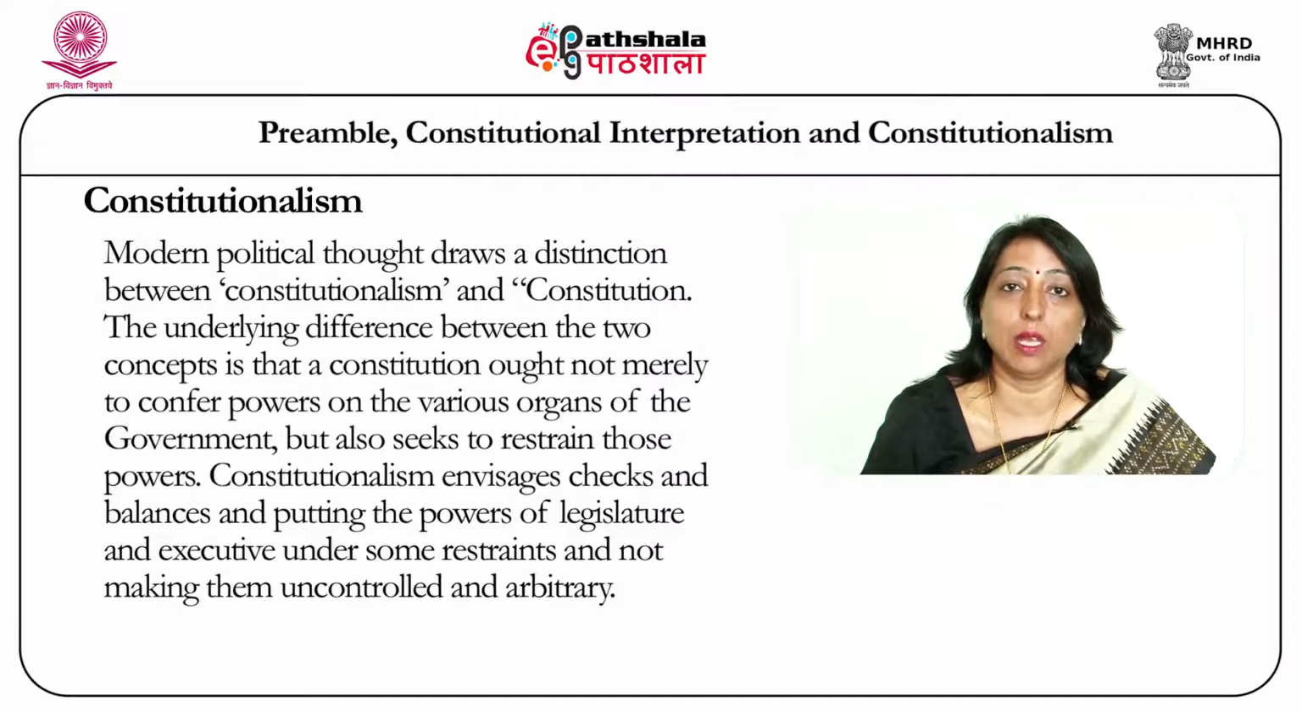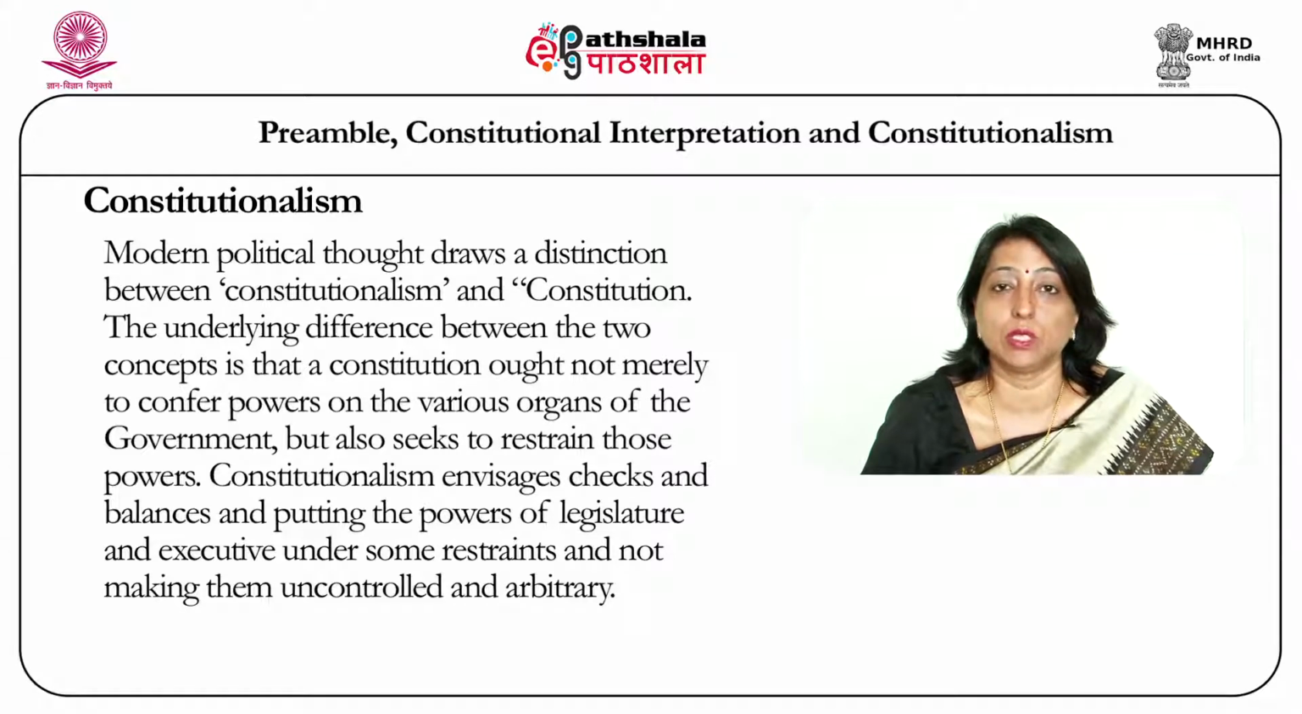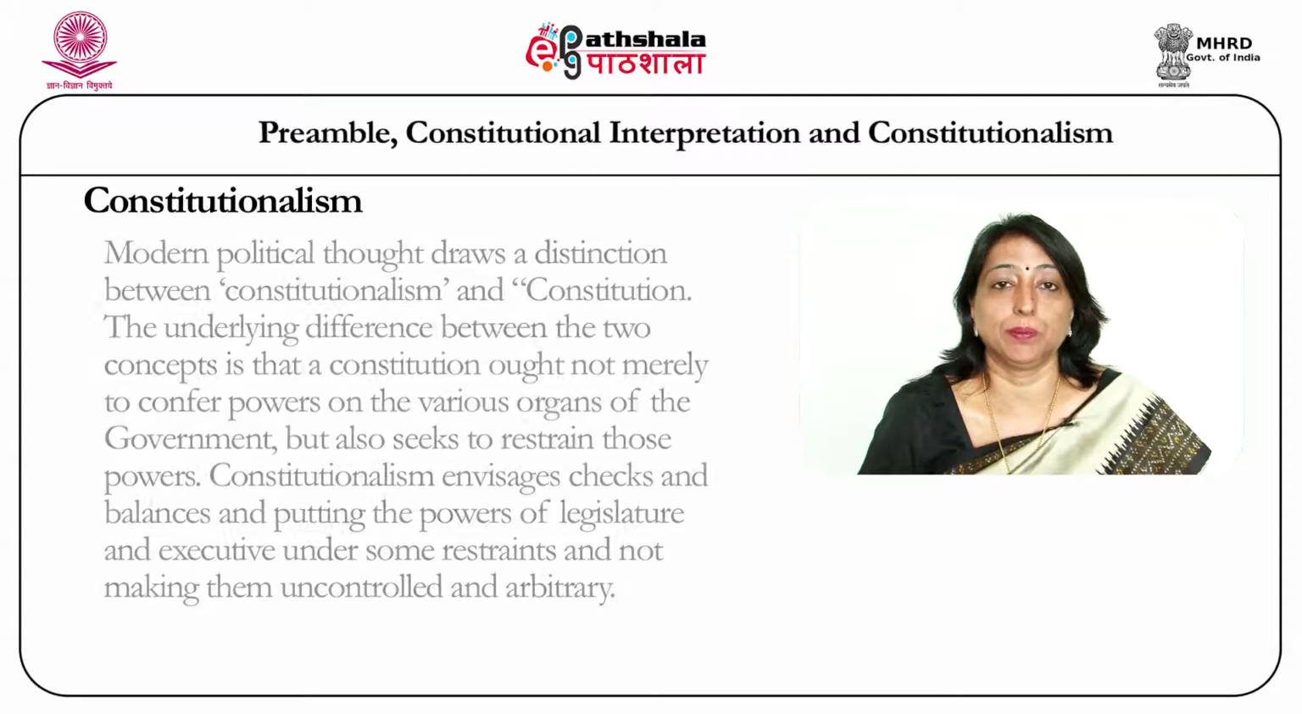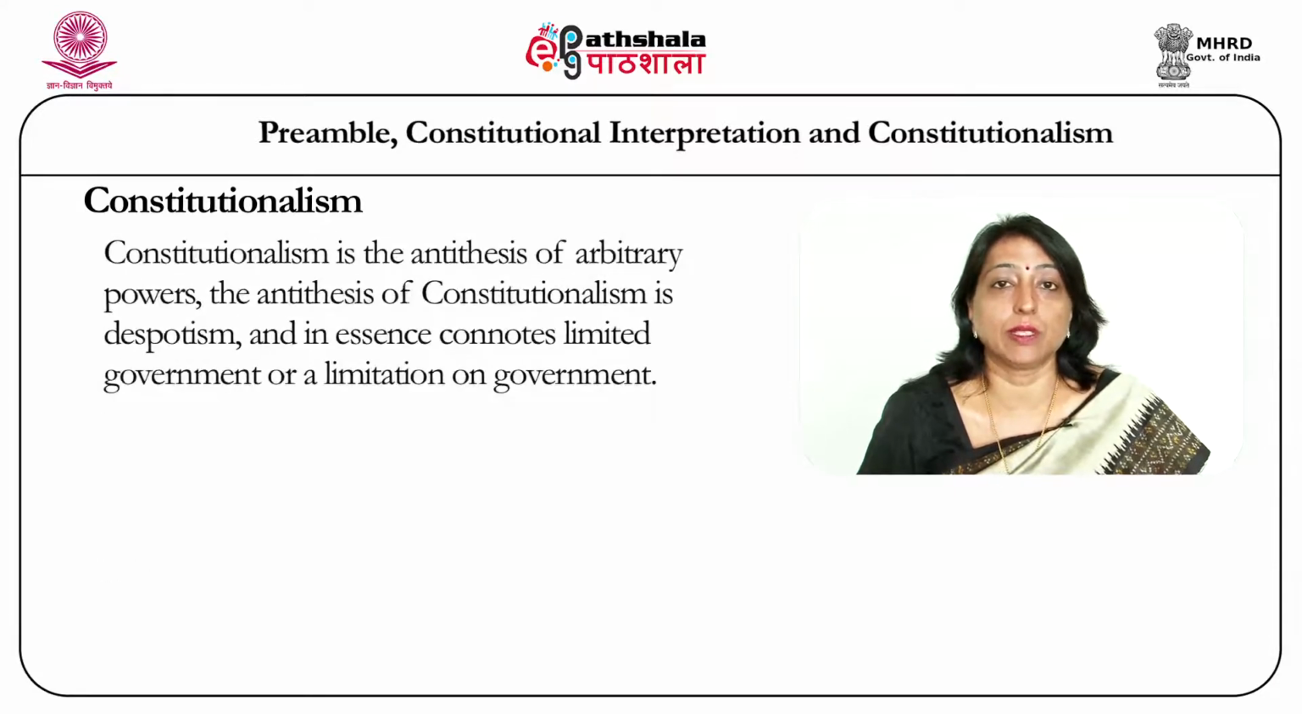Constitutionalism, on the other hand, envisages checks and balances, putting the powers of the legislature and executive under some restraints and not making them uncontrolled and arbitrary. Unlimited powers, we all know, always jeopardize the freedom of the people. Constitutionalism, we can say, is the antithesis of arbitrary powers. The antithesis of constitutionalism is despotism, and in essence it connotes limited government or a limitation on government.